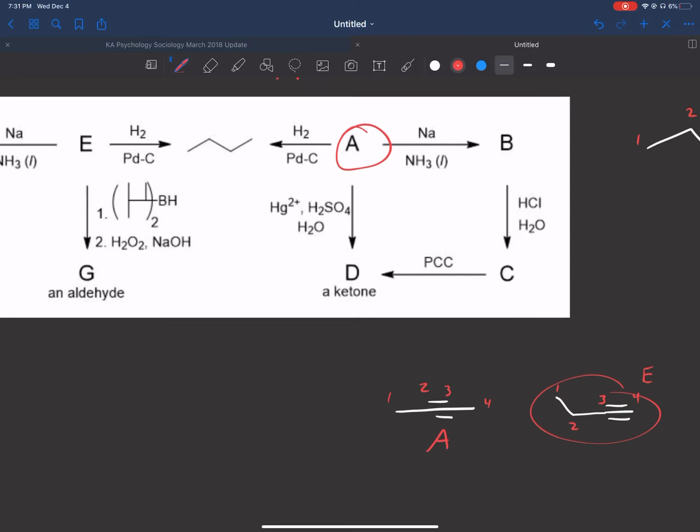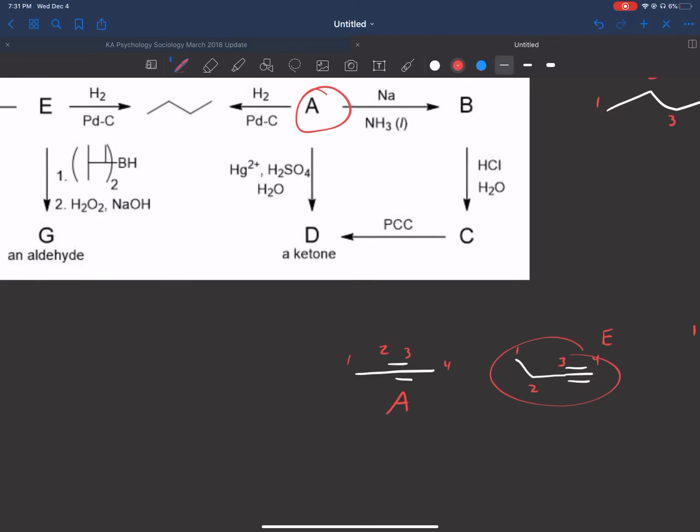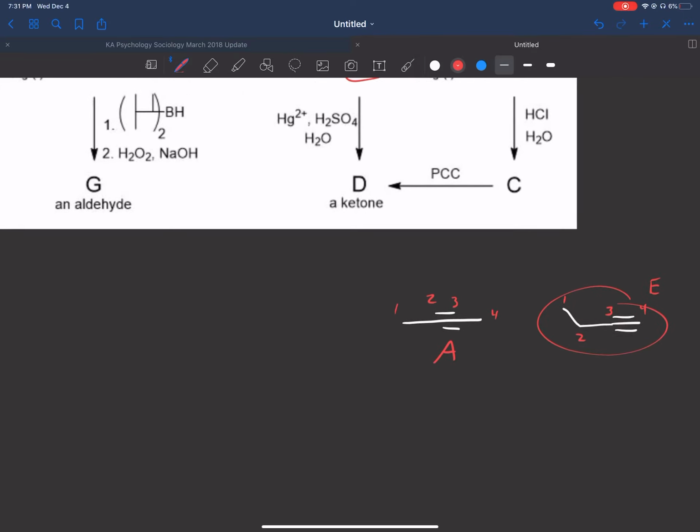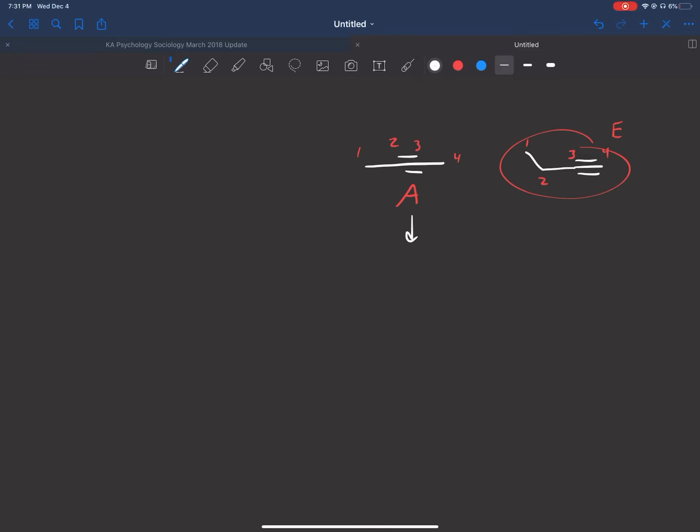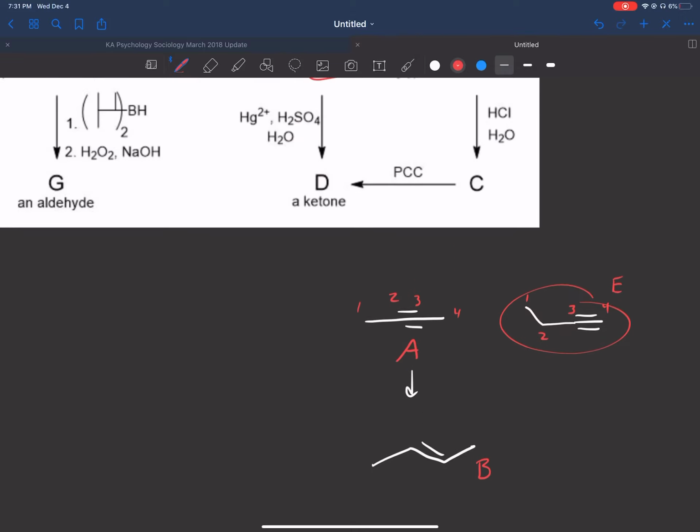So B is going to work on A, and it's going to be Na/NH3 liquid. Now we know what that does. That's going to give us a trans double bond. So we're going to draw compound A undergoing this. The triple bond is from 2 to 3, so our new double bond will be again from 2 to 3. And we're going to get this compound right here. That's going to be B.